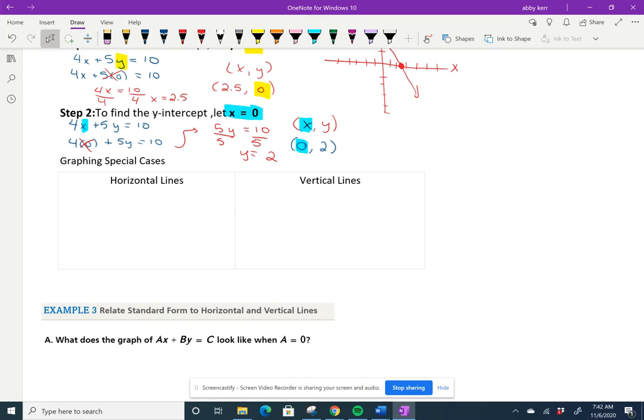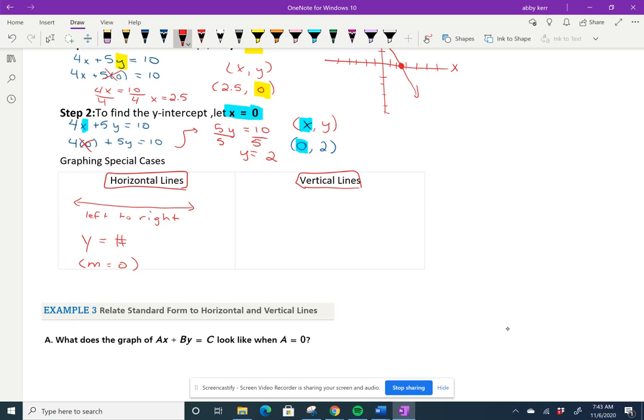Now there's special cases to this. Horizontal lines and vertical lines. So horizontal lines are lines that go left to right. That is an equation that is y equals a number. So there's no x value. Here, your slope is going to be 0 because there's no change in the y.